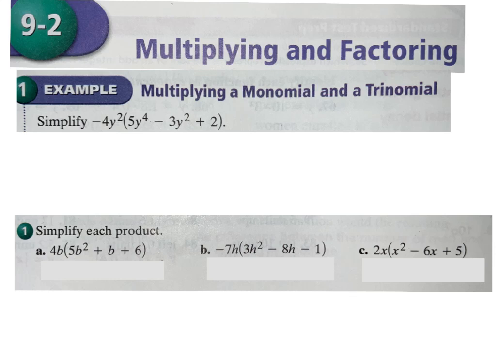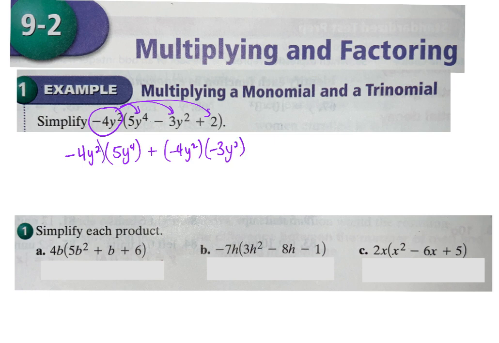First one, they have negative 4y squared times the quantity 5y to the fourth minus 3y squared plus 2. So we are going to use distribution here. We're going to take that negative 4y squared and distribute it to each piece here. So we would say negative 4y squared times 5y to the fourth plus negative 4y squared times negative 3y squared plus negative 4y squared times 2. So we're distributing to each piece there.